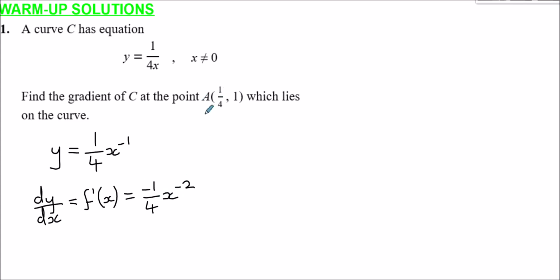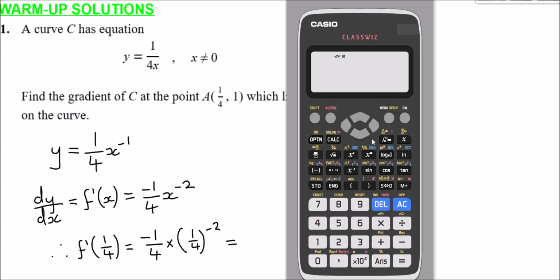So here we can just substitute x being a quarter into this expression. Therefore the gradient when x is a quarter is going to be minus 1 quarter multiplied by a quarter to the power minus 2. If we try this on the calculator first of all, type in minus 1 quarter multiplied by 1 quarter to the power minus 2. Let's see what that gives us. We get minus 4.